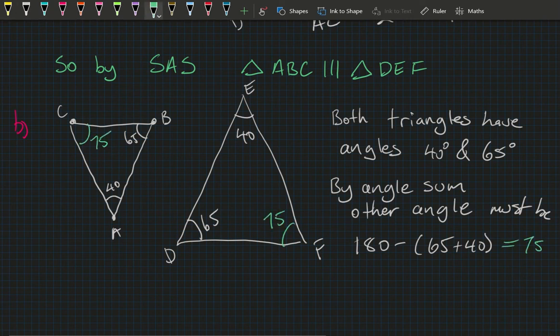So now we've got two triangles with all three angles the same. So by AAA, angle, angle, angle, ABC is similar to DEF.